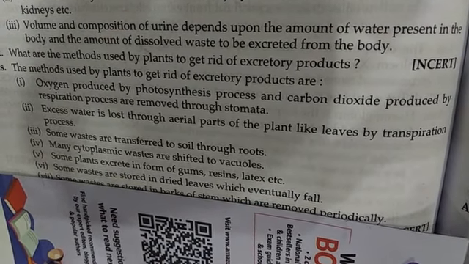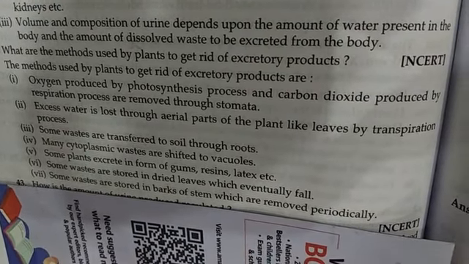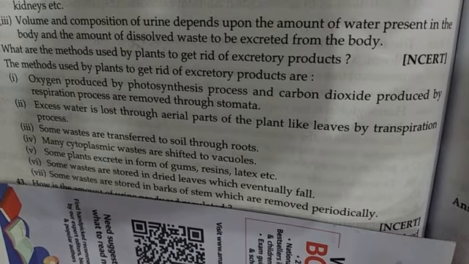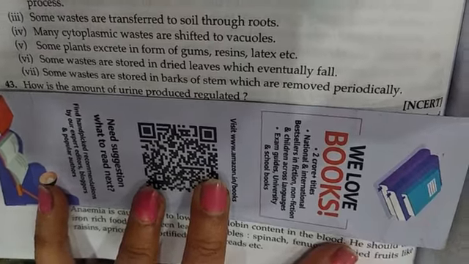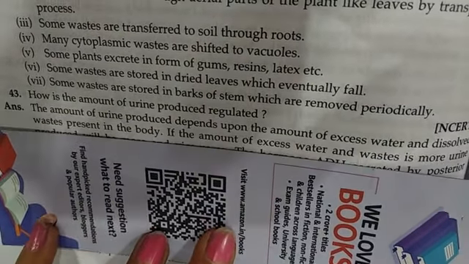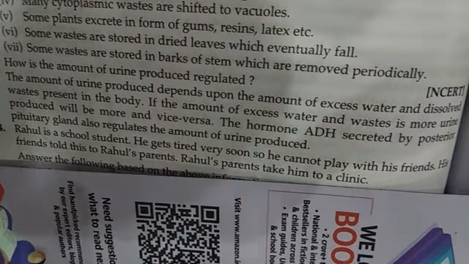Plants excrete in forms of gums, resins, latex, etc. Some wastes are stored in dried leaves which fall off, and some wastes are stored in barks of the tree which are removed periodically. Now 43rd, how is the amount of urine produced regulated?